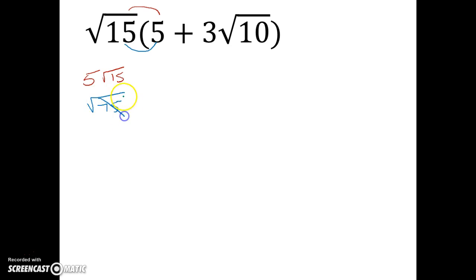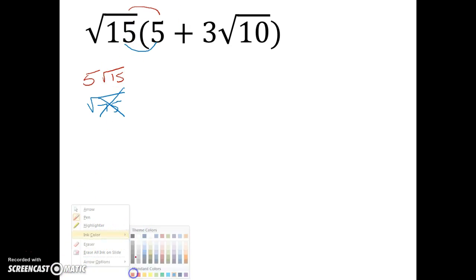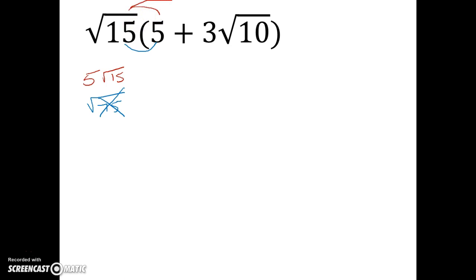Well, that's wrong. This is wrong. Because this is a square root and this is a whole number, you can't multiply them. You just place them together, but you don't actually multiply the numbers. So if I continue on, I've got 5 square root of 15 plus 3 times the square root of 10.